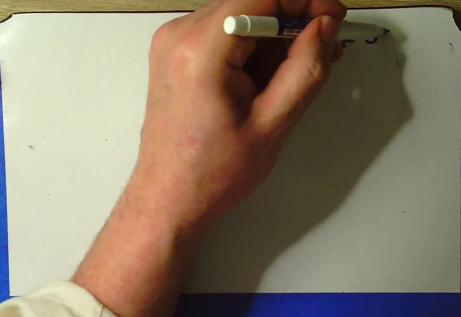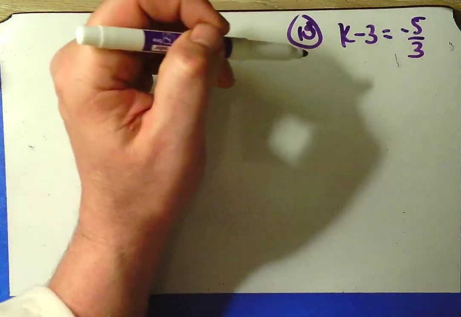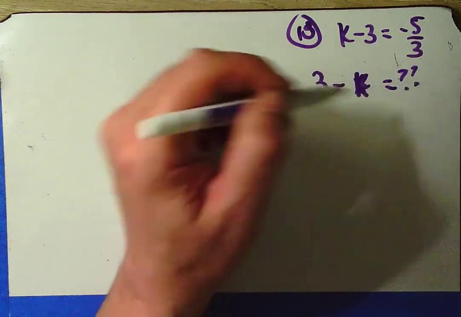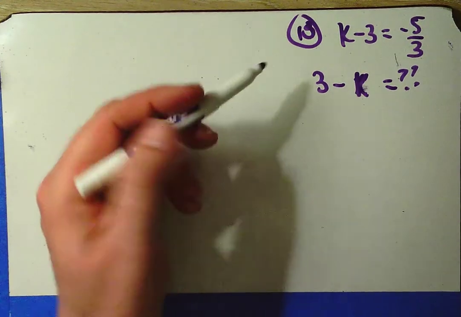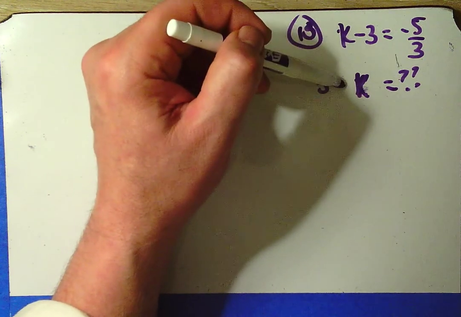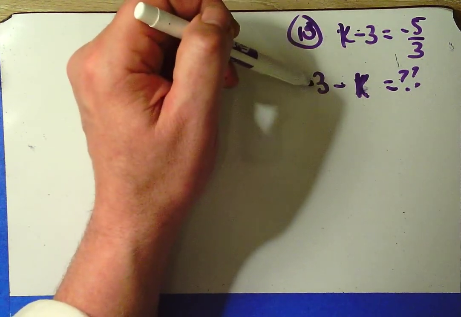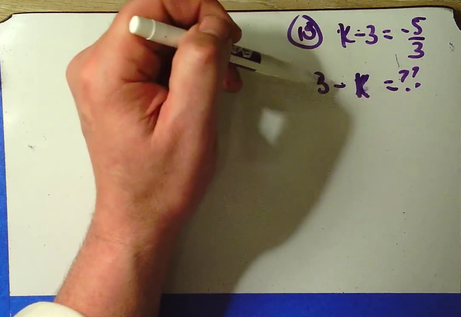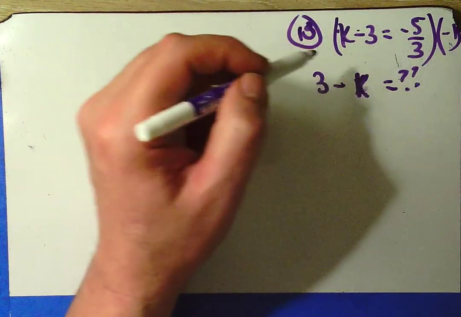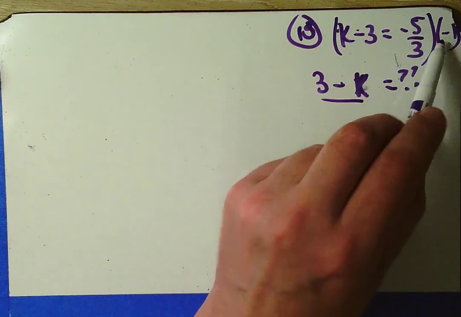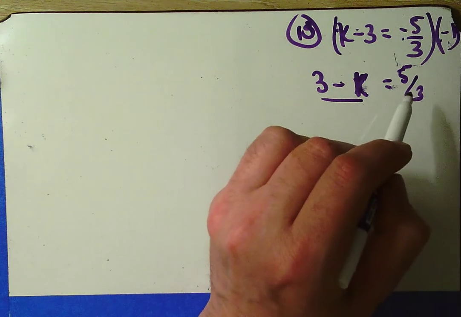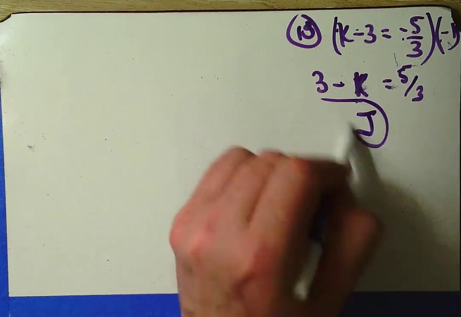k minus 3 equals negative 5/3. Then 3 minus k equals what? Well, let's see. These look very similar. It seems like this is a positive, but now it's negative, and this is a negative, and now it's positive. And I could turn this into this if I just multiplied both sides by negative 1. So negative 1 over here makes this, and negative 1 on the right side, negative times negative, is positive 5/3. And that corresponds to choice J for number 18.